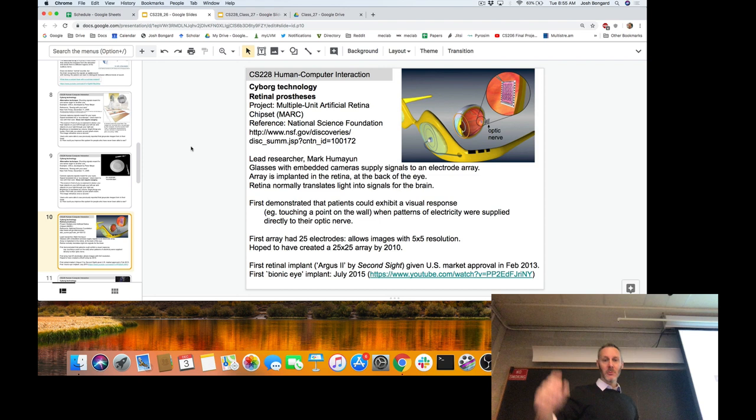Assuming that your lens is just fine, but the retina, which sits at the back of your eye, is damaged, it doesn't matter how well your lens does at focusing light onto the retina. If the retina doesn't work, you're not going to register any signal whatsoever, and you're blind. So in this case, we're going to look at the MARC system, and this is just one of many retinal prosthetics at the moment. Yes?